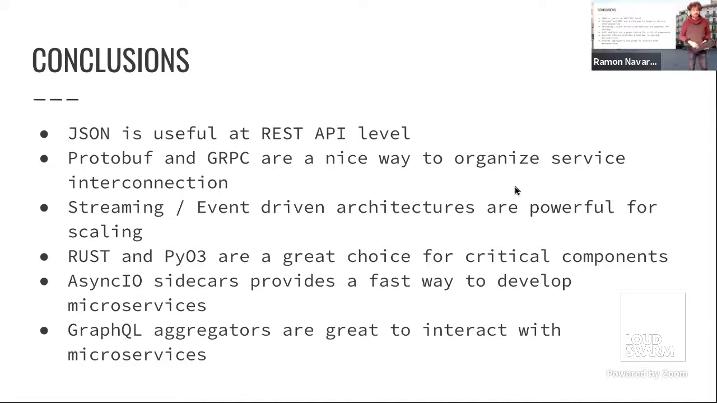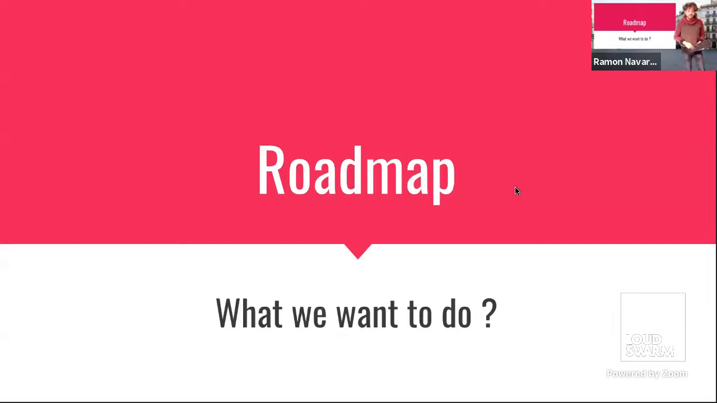I think using a sidecar, in order to provide a sidecar for the Rust application that connects with the CPU, is really, really great. And GraphQL, as most of you may be testing, is great for aggregations and to provide a querying language that front ends don't depend too much on the rest of it. So I have, I think, few minutes, so I'm going to go really fast on the roadmap.